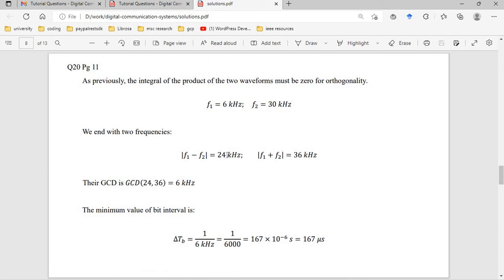The GCD in this case of 24 and 36 is 6 kilohertz, and then the bit interval Tb is the inverse of that, 1 over 6,000, and you end up with 167 times 10 to the minus 6 seconds. That is 167 microseconds.